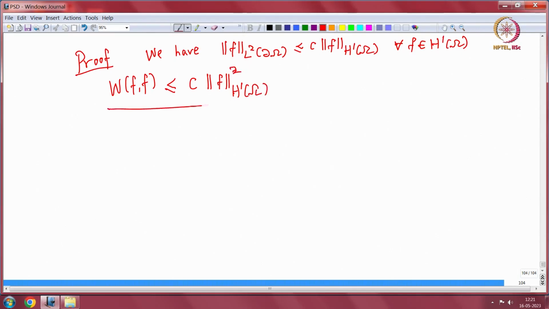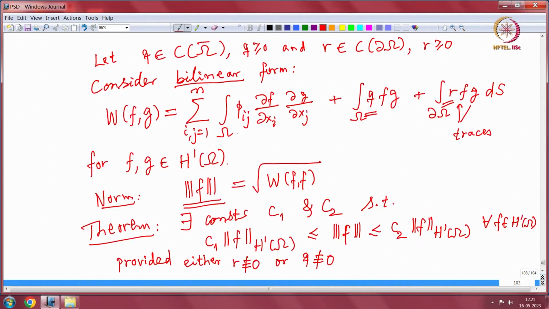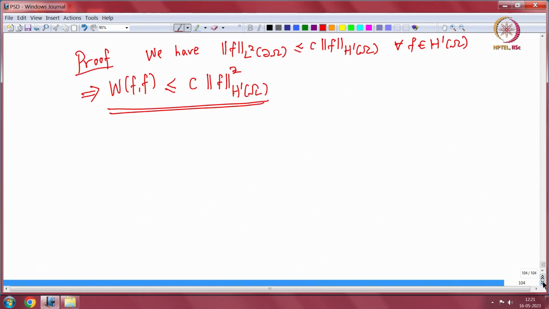Okay. So, this is the easy part. So, that implies that. The other part is a bit difficult. Here in fact we do not need any conditions on Q and R. We need only that they are bounded, nothing else. This other condition becomes relevant in the other part.